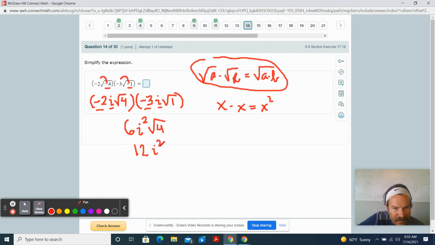Now, let's talk about i squared for a second. This is where it's going to get a little bit weird. Remember, i is equal to the square root of negative 1. You always have to remember that fact, that i is equal to the square root of negative 1. i squared, therefore, would be equal to the square root of -1 squared.